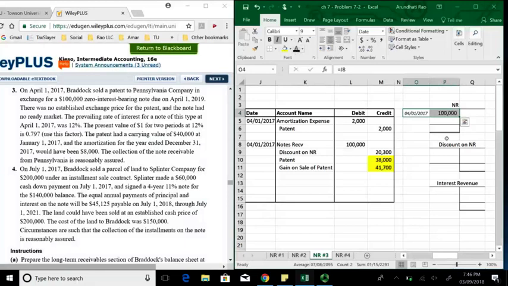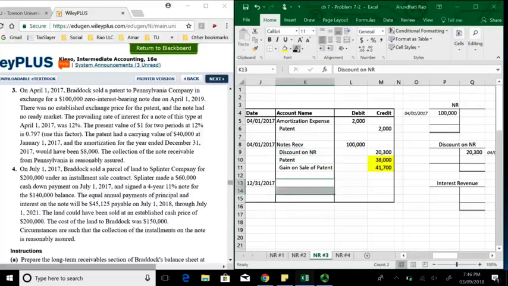Now that I have this information, let me plug some of it into my T accounts. I have $100,000 on April 1st. My discount on notes receivable is 20,300. Now at the end of the year, I'm not going to receive any money. However, this discount on notes receivable, I'm going to show as interest revenue.